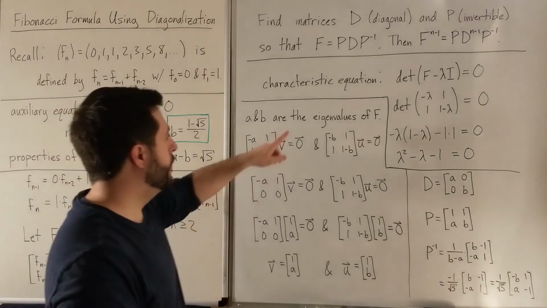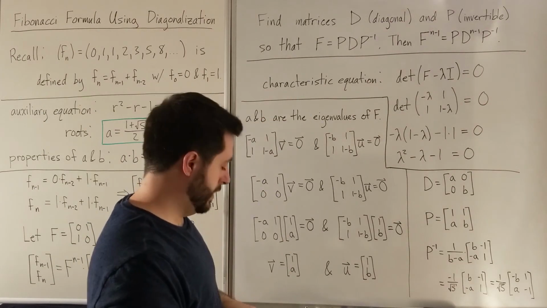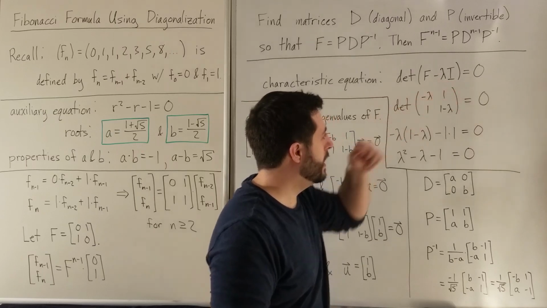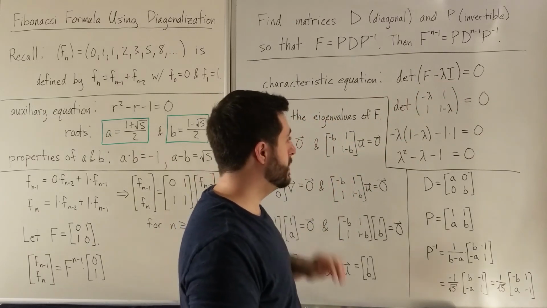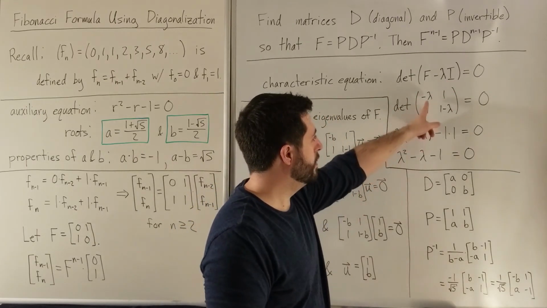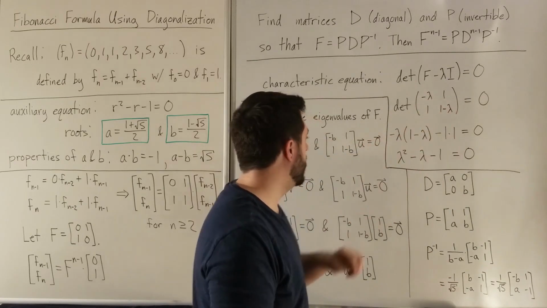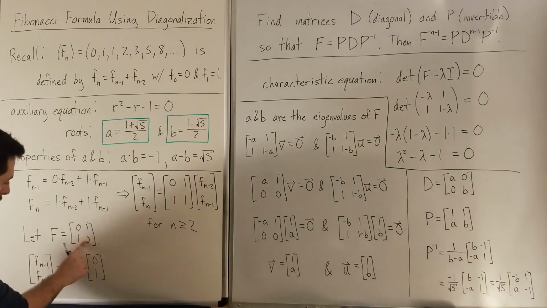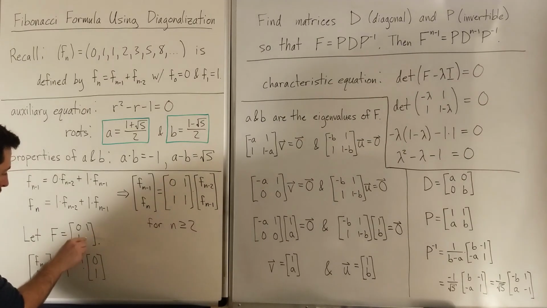Okay, so the characteristic equation for this, we're going to do F minus lambda I, just like we always do. Take the determinant of that and set it equal to 0. So I'm subtracting lambda off of the diagonal entries for F. So that should be a 1.